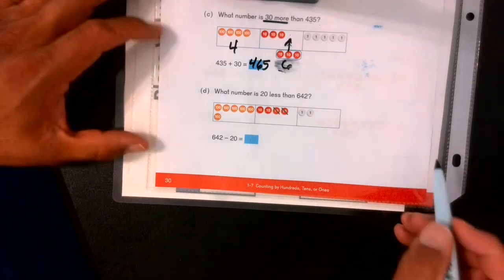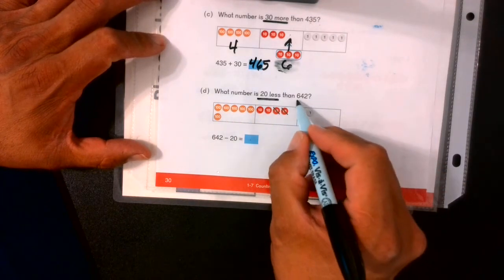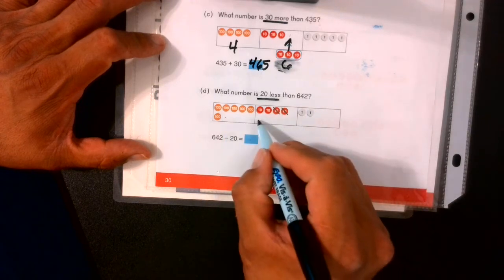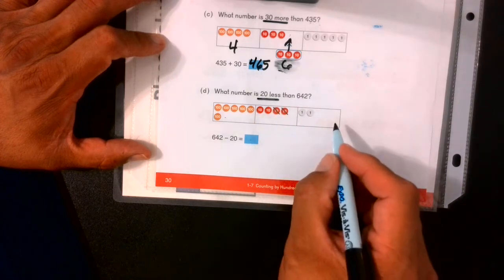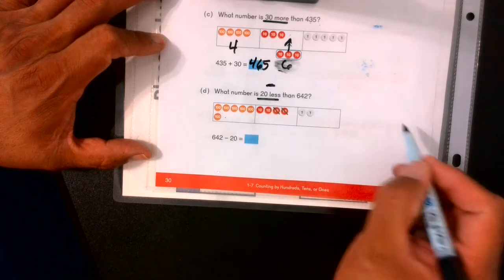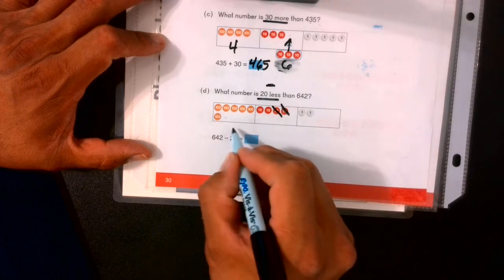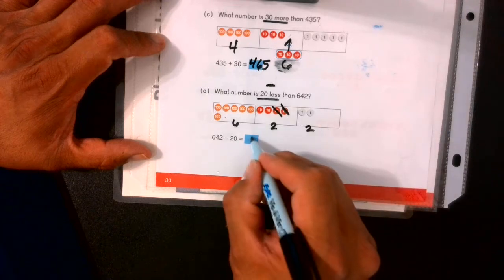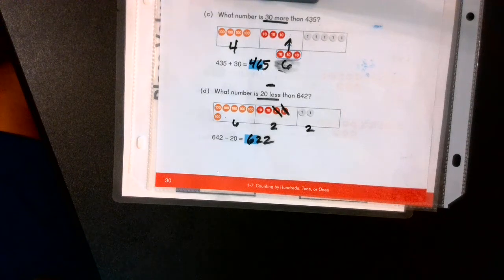Now we're on to our next section. It says, what number is 20 less than 642? I got 6 100 disc here. I have 4 10 disc here, and I have 2 1 disc here. But it says 20 less. So that means I'm going to be what? Minusing. Okay? That means I'm going to take away 1, 2. So let's write this number out. This is 6. That's now 2. And that's now 2. So my answer is going to be what? 622. So pay attention to those organizers, okay? Especially the number disk.